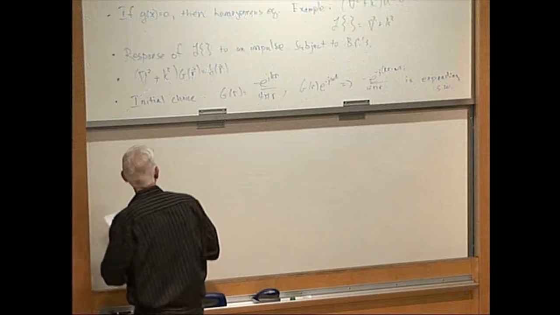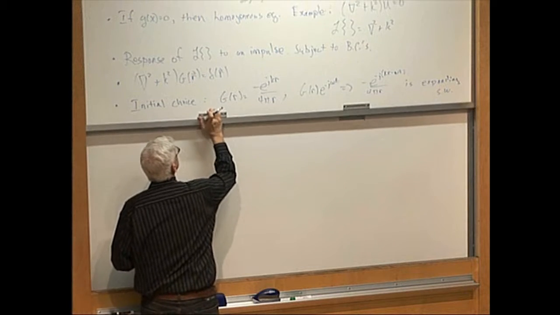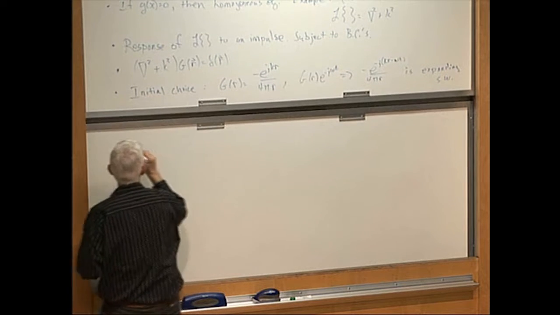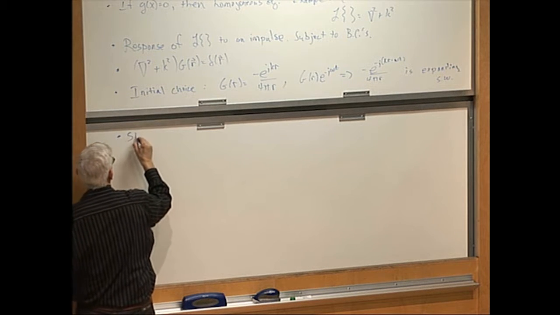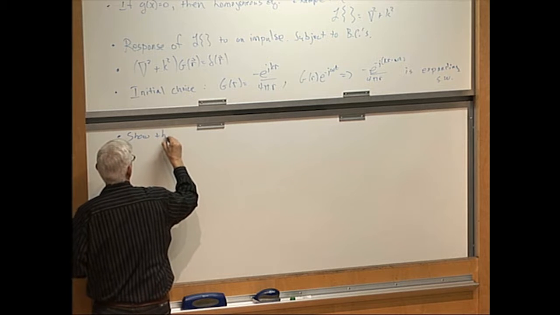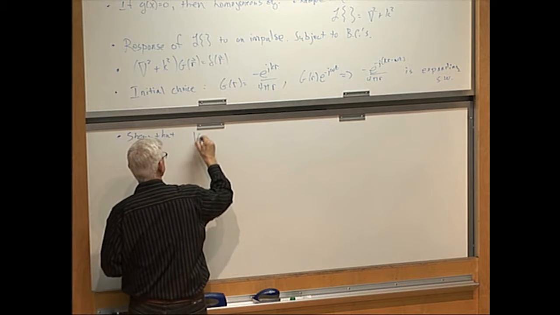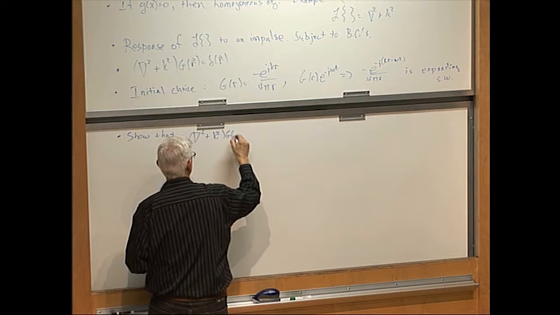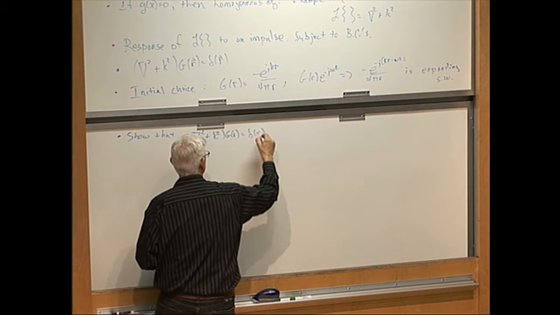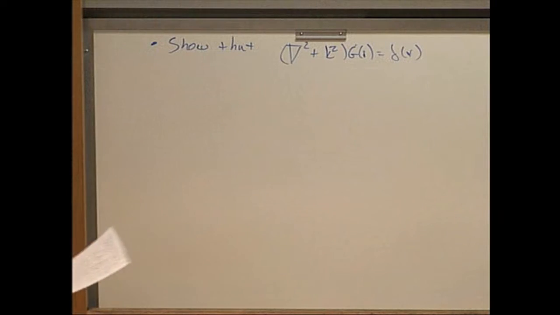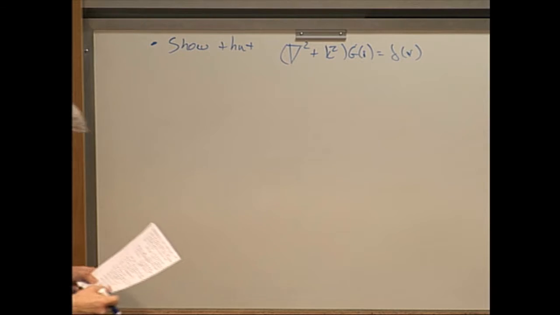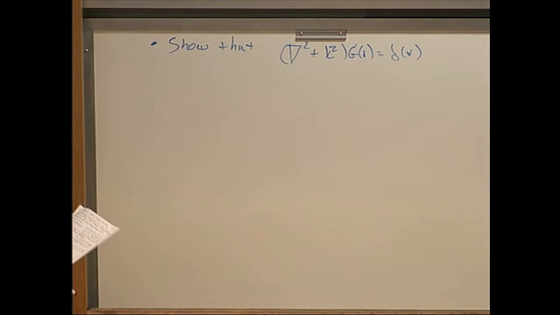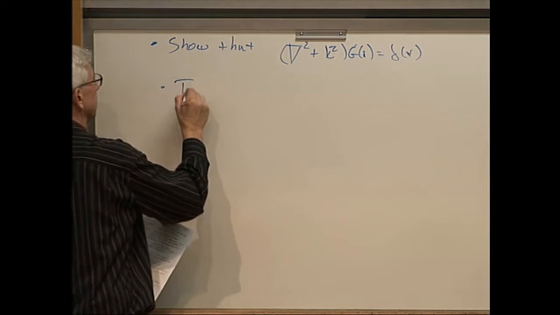Okay. Now, in order for this to be a solution, we have to show that the differential operator on G satisfies the impulse function. So we're going to break that proof into two parts.